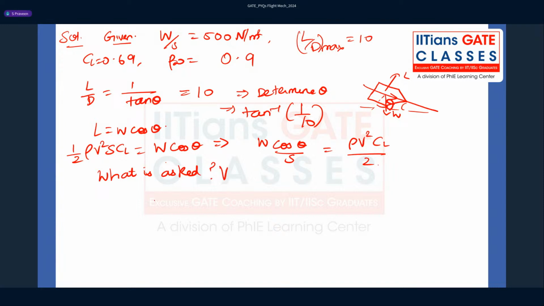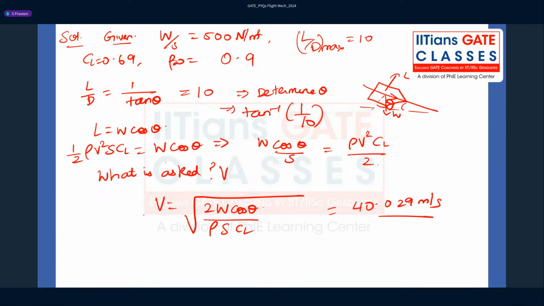Substitute the data from here. I can simply write that V equal to under root of 2W cos theta by rho SCL. Simplify this, you will get a value of close to 40.029 meter per second. Okay, pretty simple again.